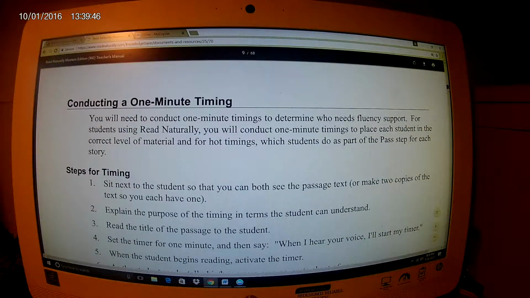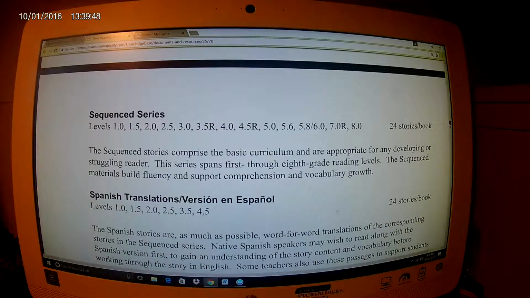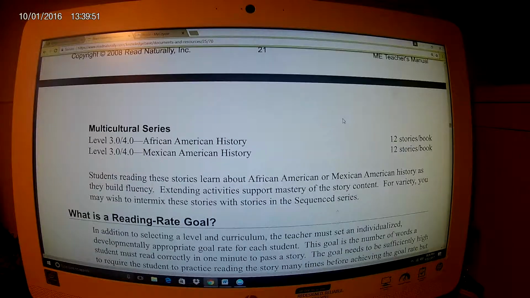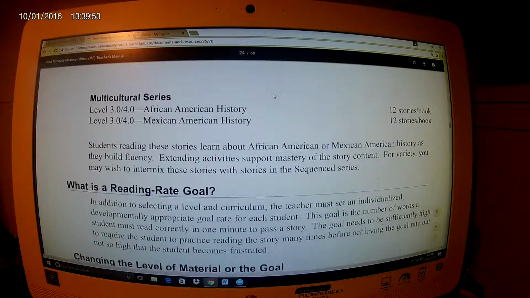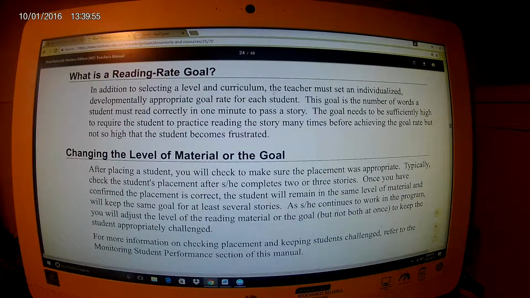On page 25, we have the reading rate goal. So in addition to selecting a level and curriculum, the teacher must set an individualized, developmentally appropriate goal rate for each student. This goal is the number of words a student must read correctly in 1 minute to pass a story. The goal needs to be sufficiently high to require the student to practice reading the story many times before achieving the goal rate, but not so high that the student becomes frustrated.